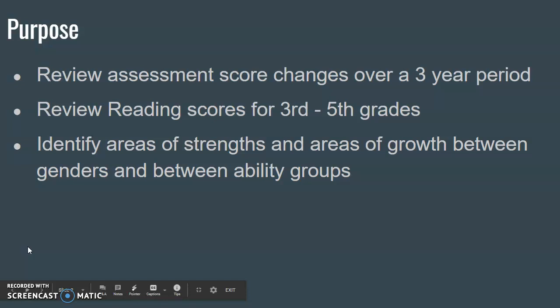The purpose of this presentation is to review the assessment scores and how they changed over the course of a 3-year period. We will also review reading scores for our 3rd through 5th grade students, specifically looking into their gender and their ability or disability. Lastly, we will be identifying possible causes for low achievement within these subgroups, as well as identifying strengths that our students show.